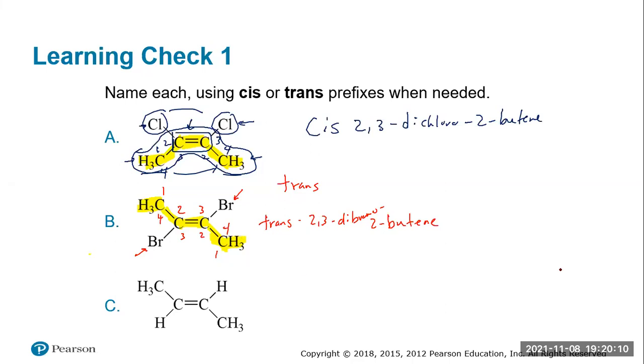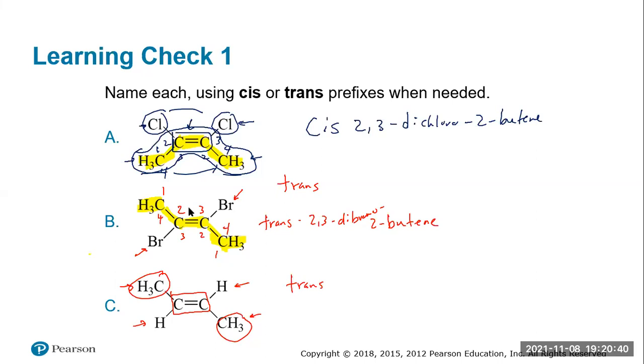Now, if we look at the last one here, we're going to focus in on our double bond. We see two different groups there, which is good. The other carbon also has two different groups, which is good. The same group on opposite carbons is again our methyl group. We see it on opposite sides. You could also look at the hydrogen if you wanted to. So this again is going to be a trans situation.